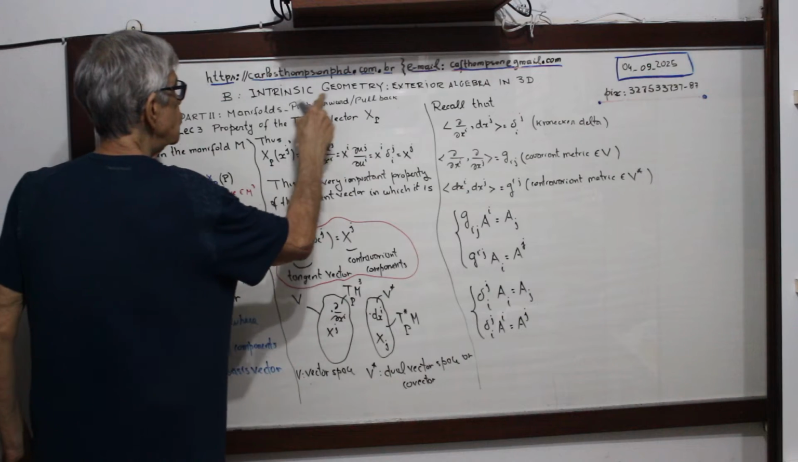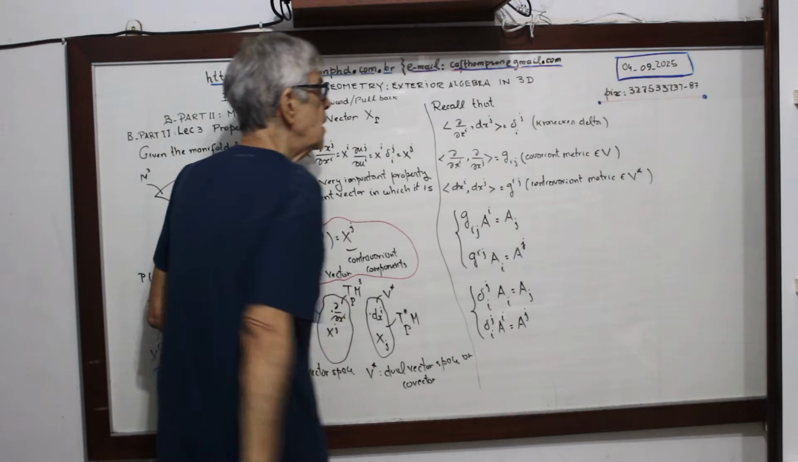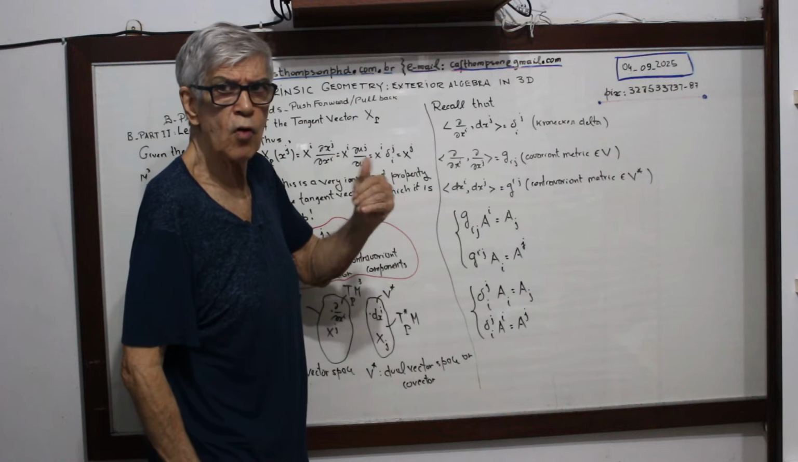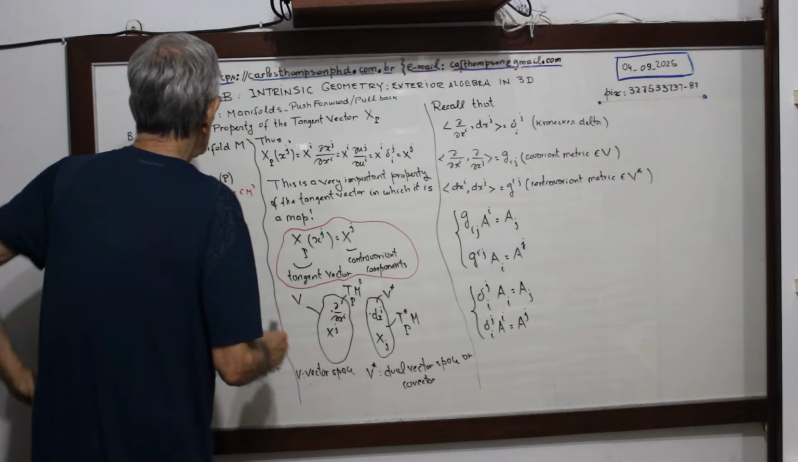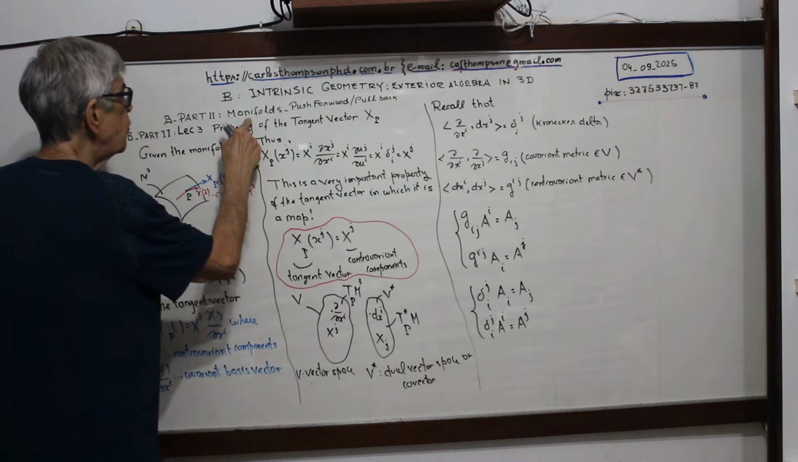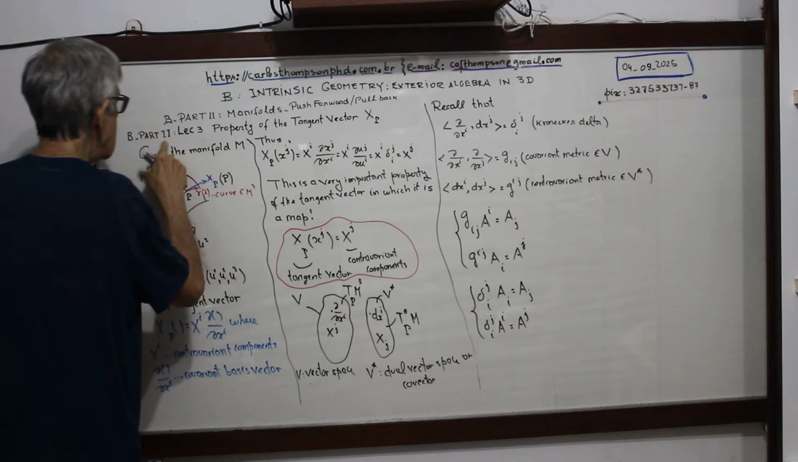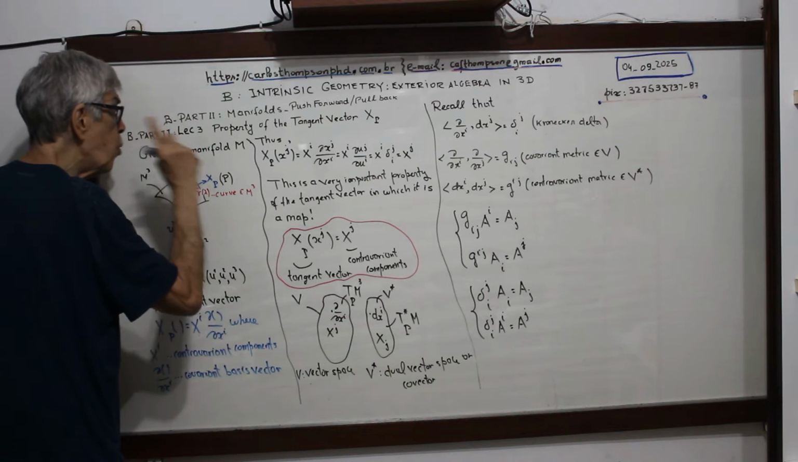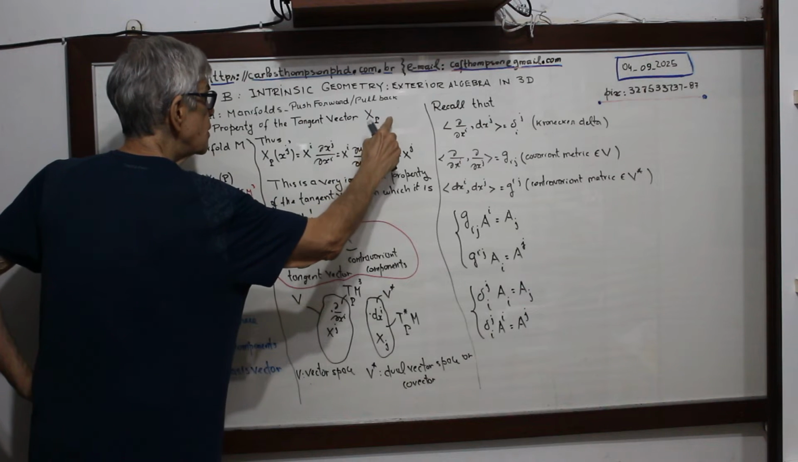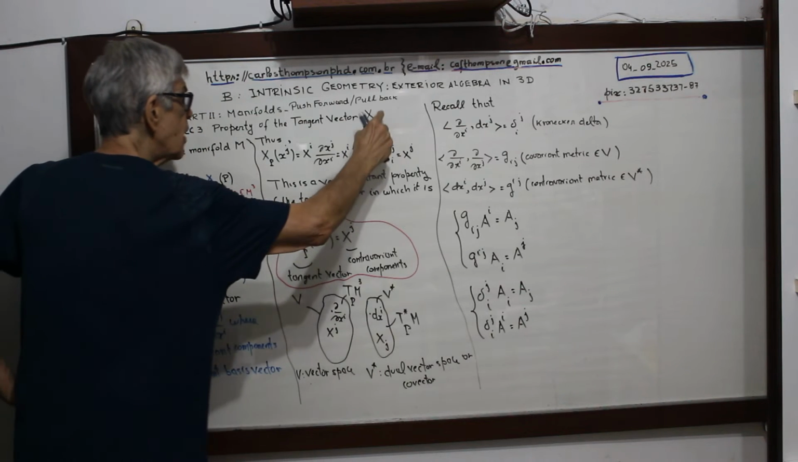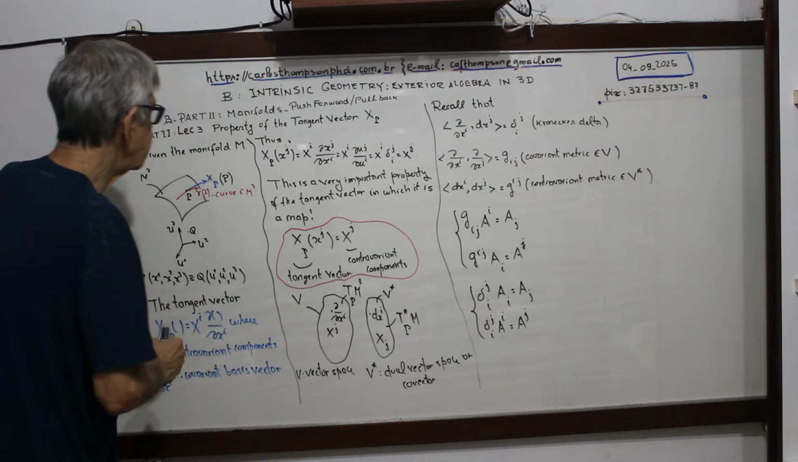Item B, intrinsic geometry, exterior algebra. In 3D, it could be 2, 3, 4; D is the dimension of the manifold. Now, B part 2, manifold, push forward and pull back. B part 2, lecture 3: an important property of the tangent vector capital X at P. The tangent vector at point P, which belongs to the manifold.